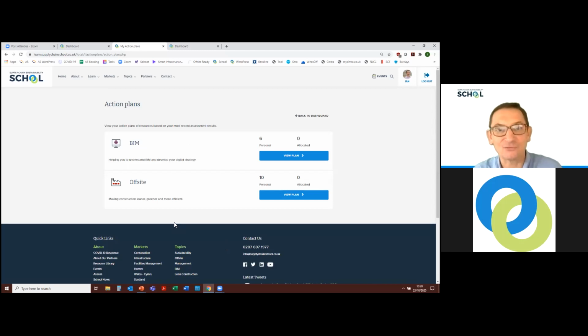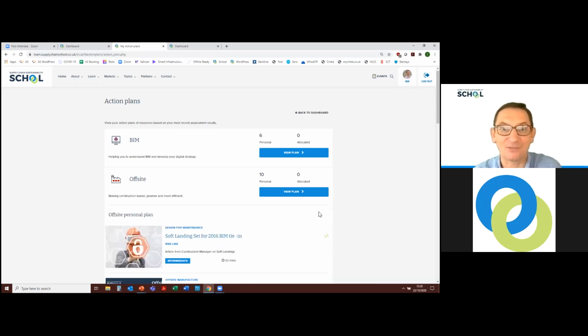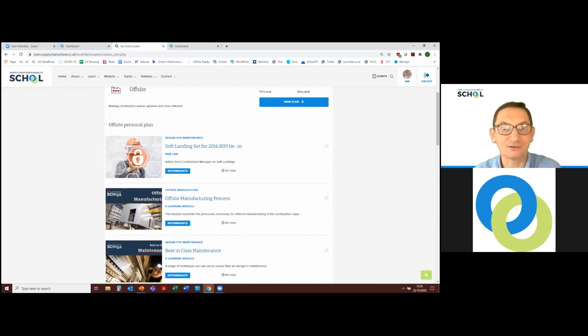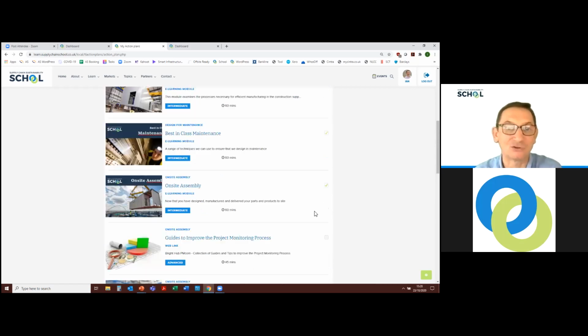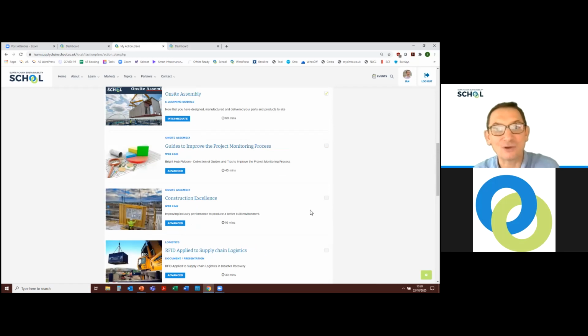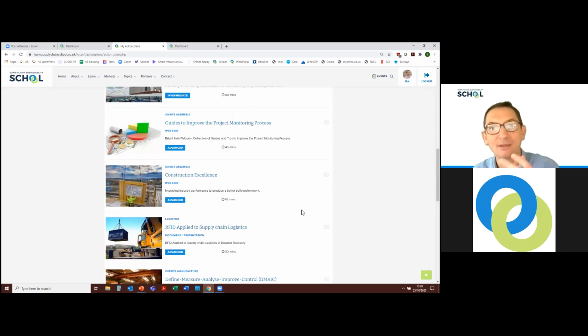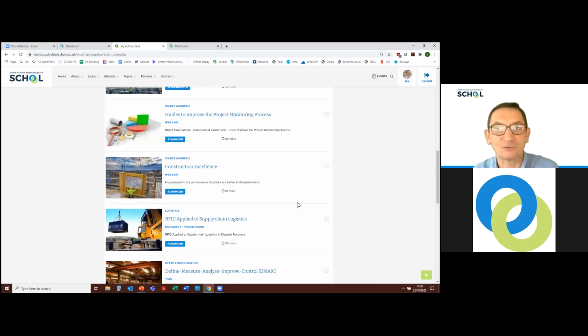So you can see on the screen in front of me, I've now got a 10-point action plan. I can view that action plan by clicking on there. And I've got a lot of things regarding the manufacturing process and maintenance, because if you notice when I went through the assessment, I was saying I wasn't very good at that. So it's given me things which are relevant to on-site assembly, to manufacturing process and to maintenance.